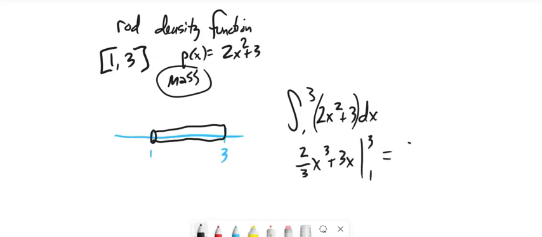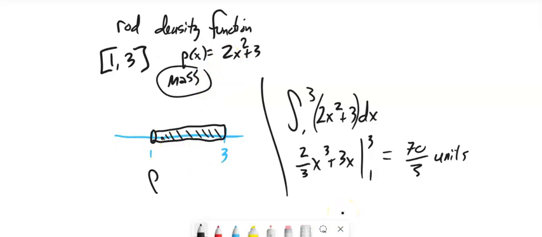And if we shove that into a calculator or whatever we're going to do, we'll get 70 thirds. That's like 23 and a third units. It's interesting, this density function, again, what it's saying is this thing gets more dense as this increases. We could have had a different density function.